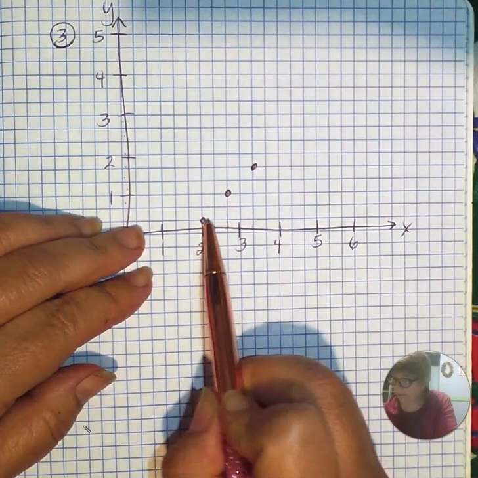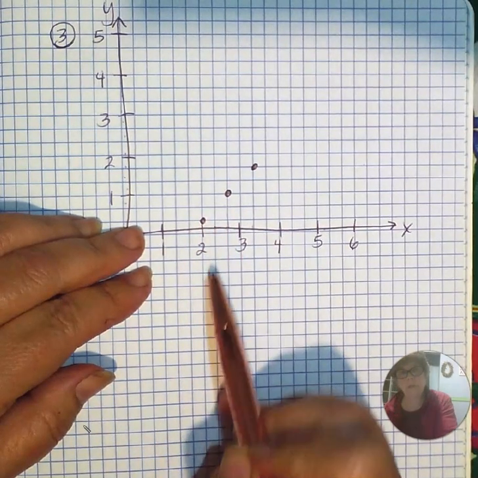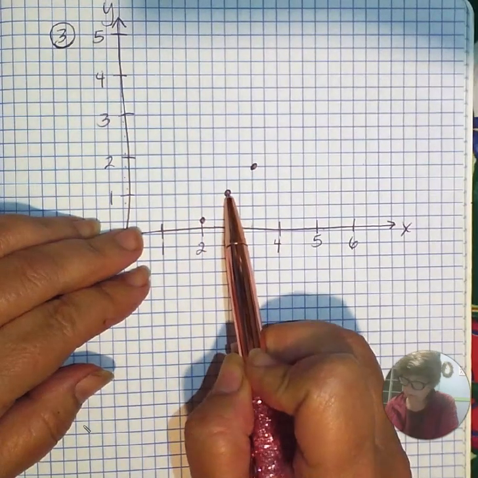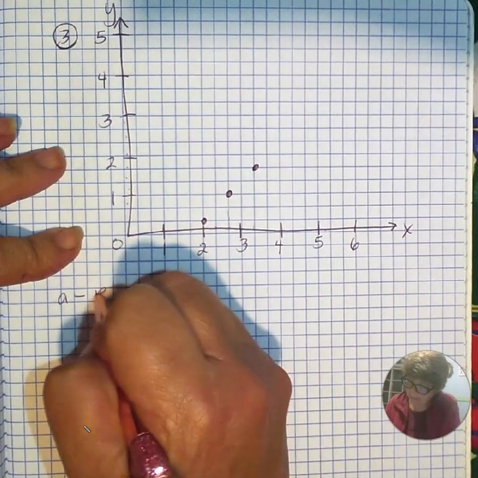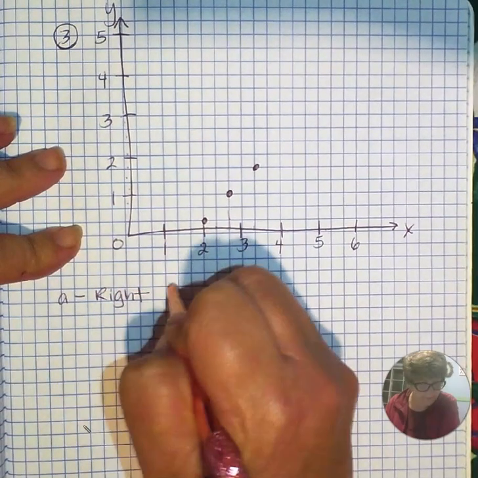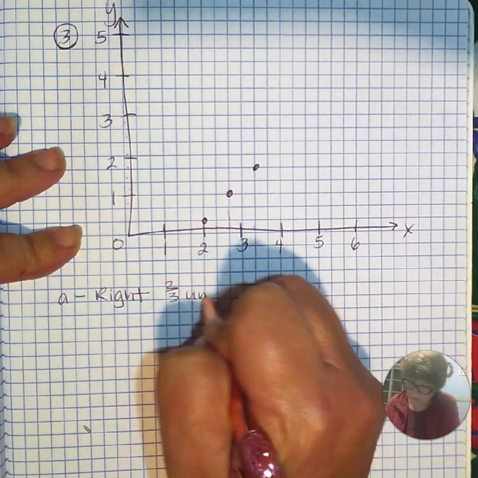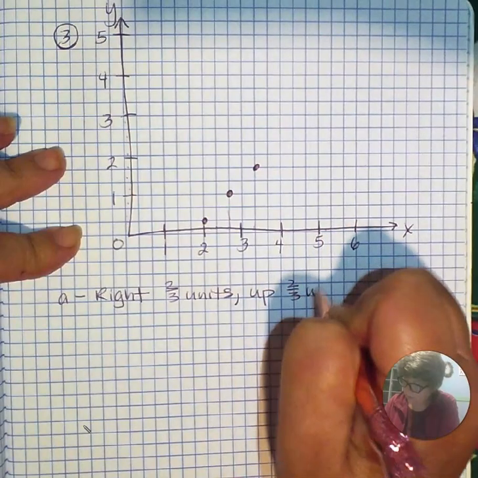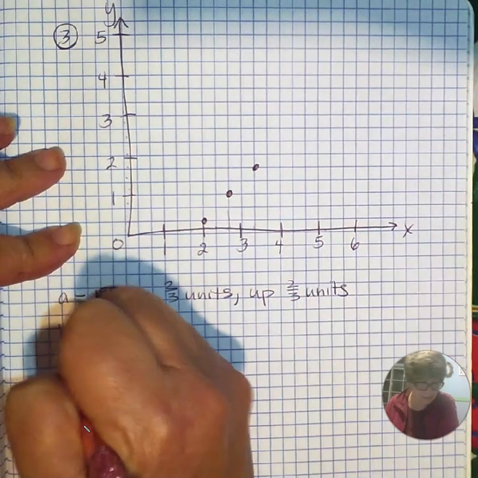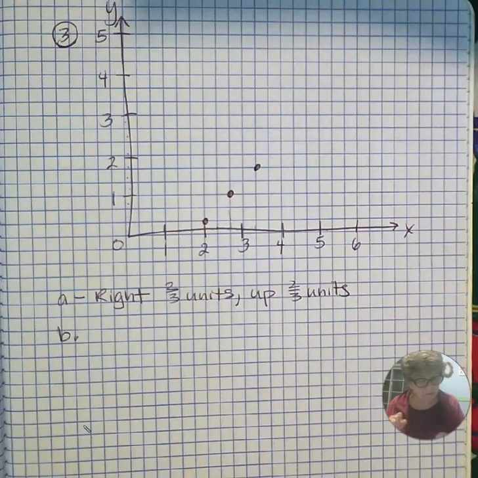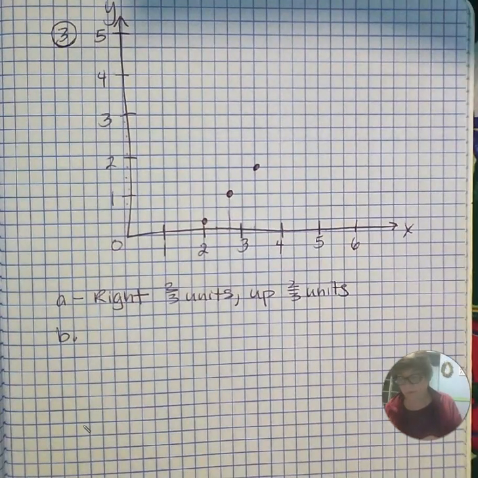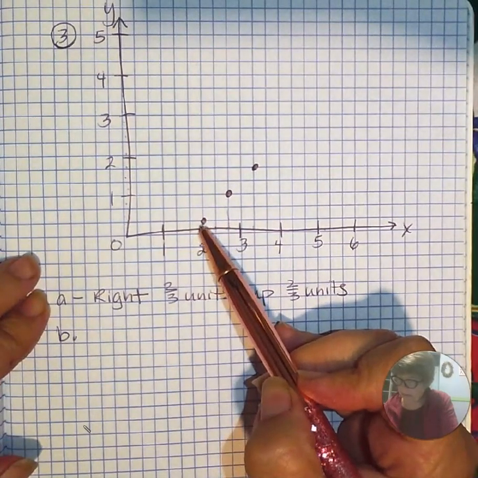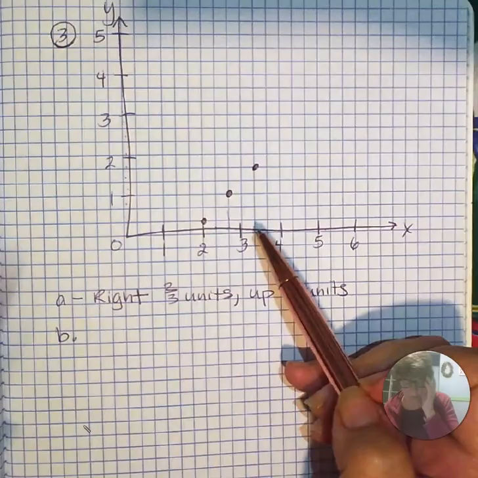So how far are we going across? Now remember, they're broken into thirds, so we're going across by 2/3 and up by 2/3. Okay, so for letter A, right, we're going to the right 2/3 units and up 2/3 units. Okay, you got that? Awesome. Let's look at B. What is the rule for the x coordinate? What are we doing to go from one x coordinate to the next x coordinate?